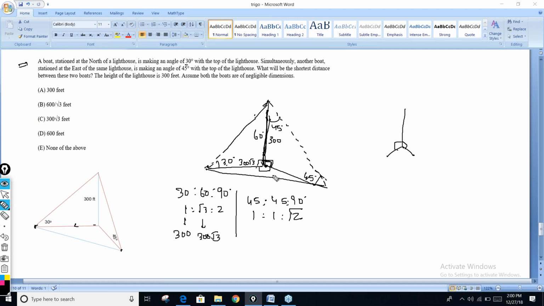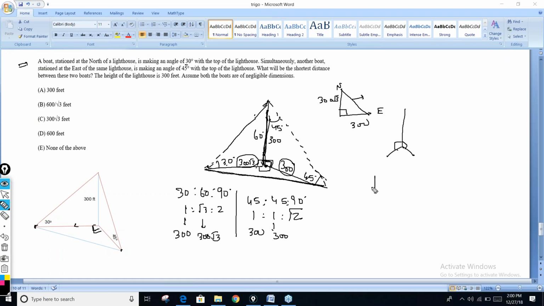So this is 300 given. So this side will also be 300. This is 300 root 3 and this is 300. And this angle is also 90 on the ground. So we need to find out in north and east. North and east, the angle will be 90 degree now between these two boats. Now if you can visualize like this, we need to find out the distance between these two boats. So that is 300 root 3, that is 300. I need to find out this distance.